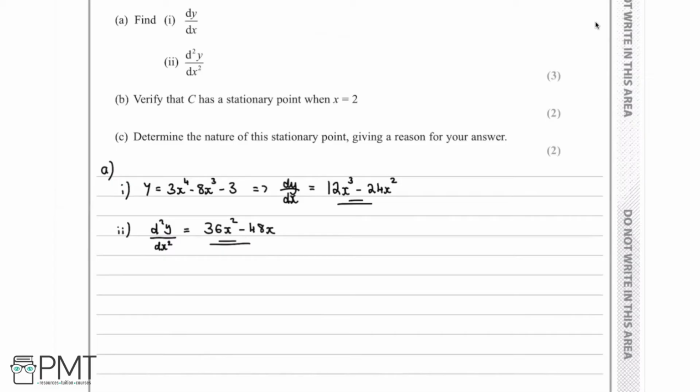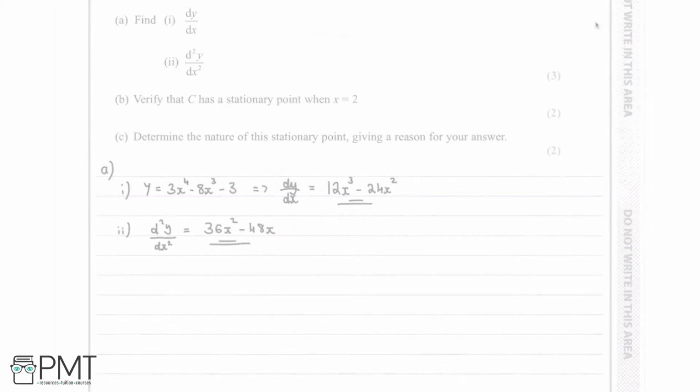In this question, where do we pick up our marks? So there's 3 marks available in total for part A. Our first mark will be for identifying that we need to differentiate, so going from this step to this step. Our second mark will be for having the correct answer for dy by dx. And then our third mark will be for correctly differentiating to find the second derivative. So there is our third mark.